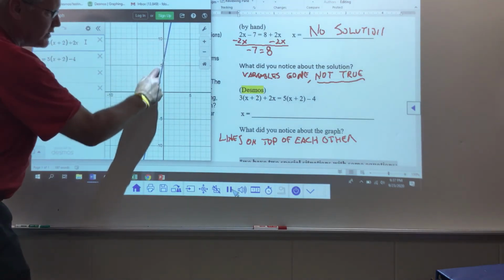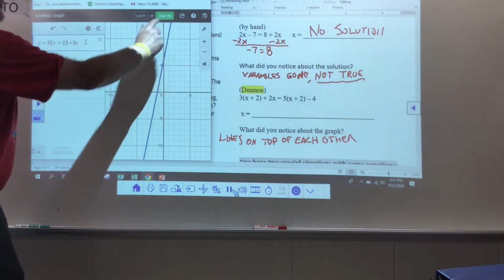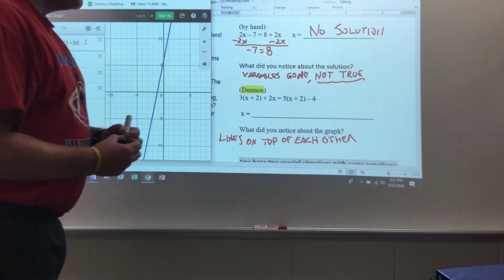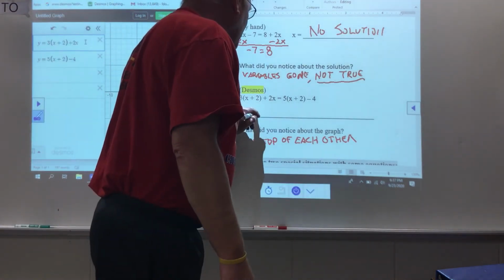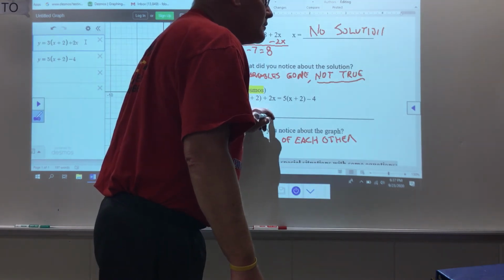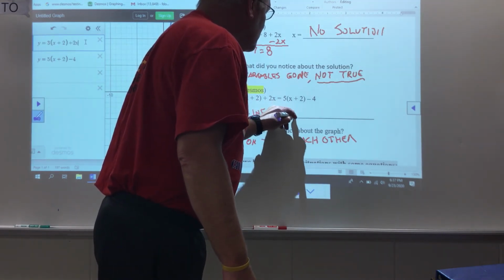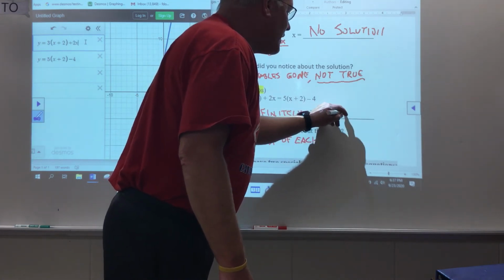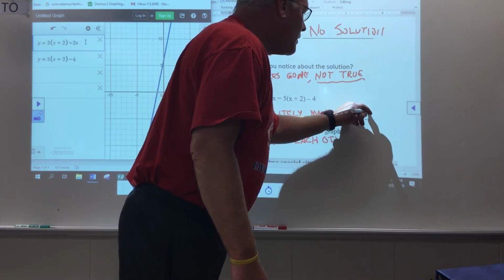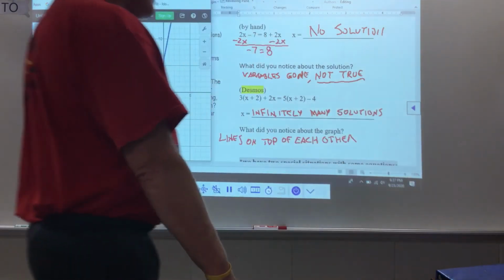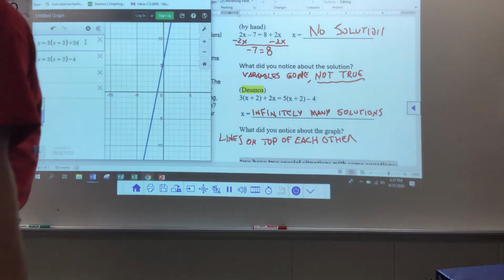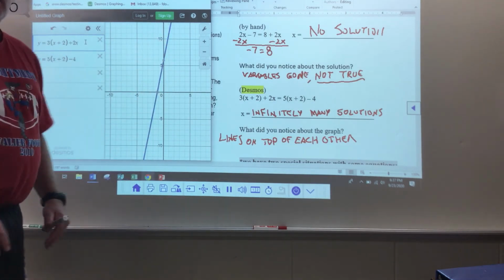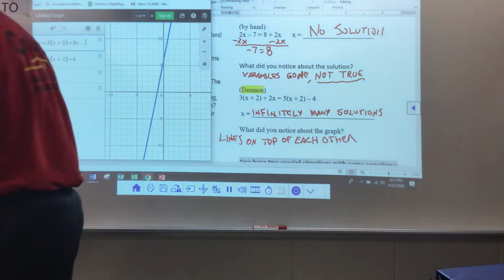So how many points do they have in common? Okay? Well, they have infinitely many points in common. So that's going to be their solution. So they're going to be infinitely many solutions. Infinitely many solutions on that problem. So that's what that looks like. If you graph it, you have 2 lines that lay on top of each other, you have infinitely many solutions.